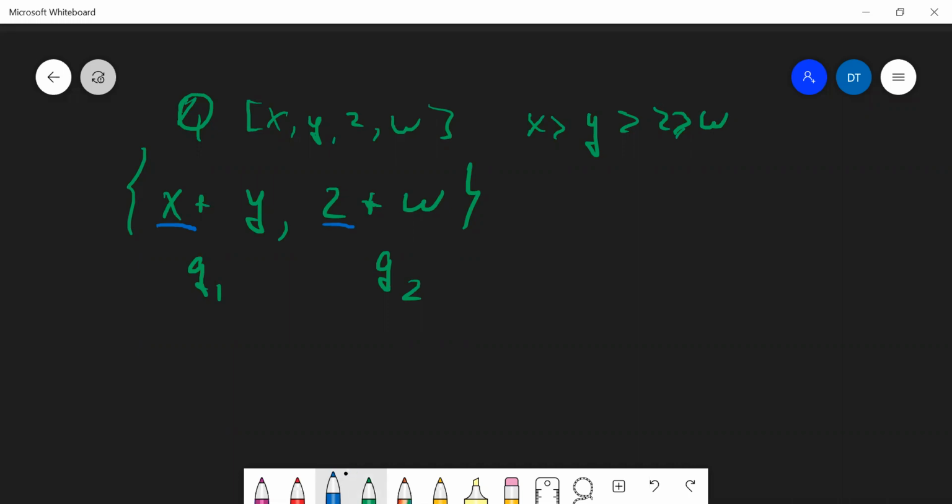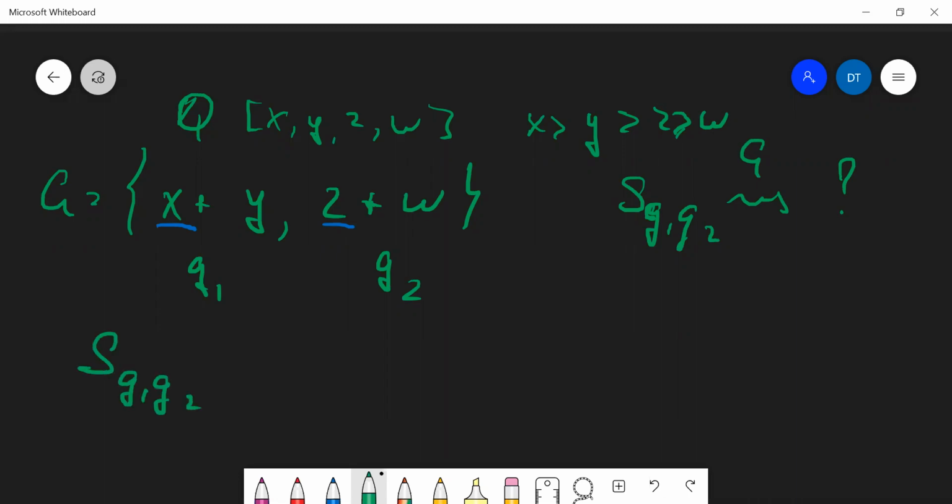Now, in order to check if this is a Grobner basis or not, we have to compute all possible S polynomials. In this case, there is only one S polynomial. We want to reduce it with respect to the set G itself to check if it is zero or not. If the result is zero, then this is a Grobner basis. If the result is not zero for at least one pair, but here is just one pair, then this is not a Grobner basis. Okay, let's try.